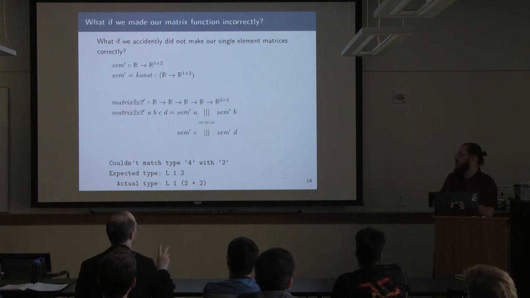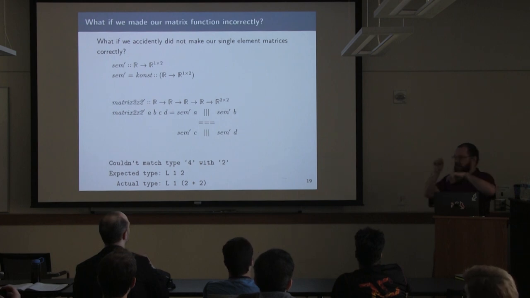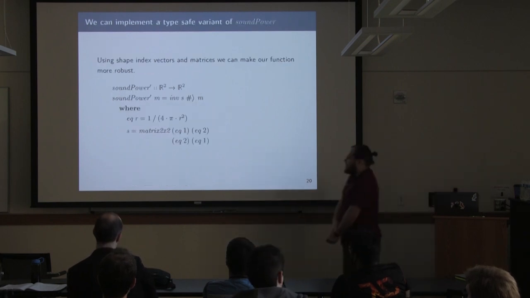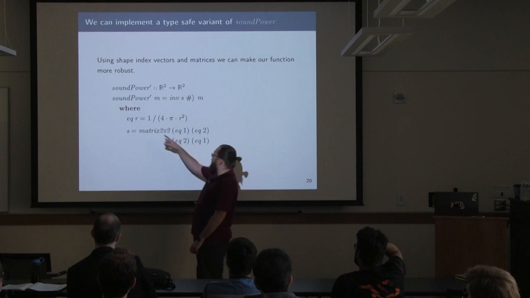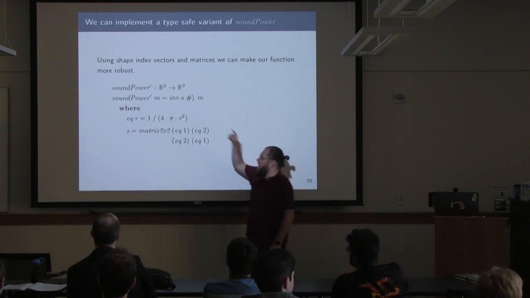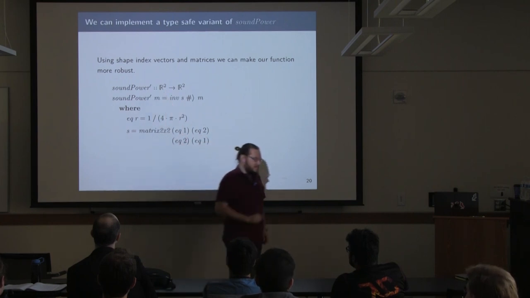Const basically just makes a matrix or a vector completely filled with that element, of a certain shape. So now we can define our sound power as we did before. Oh, sorry, I'm going through puberty. So we have our equation and we have our matrix. But now we actually specify what we're taking in. Excellent.